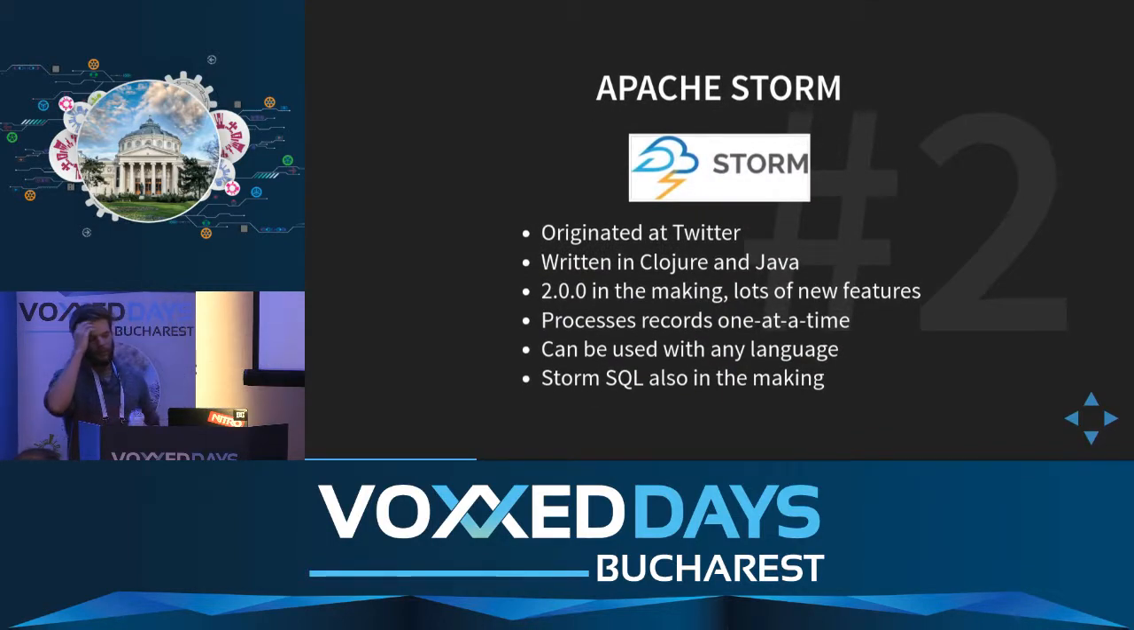What about Storm? Storm is in some ways similar to Flink. It was made at Twitter. It's written in Clojure and Java. And Storm also processes records one at a time. Okay? So also one record comes in, it gets transformed, and it gets pushed away. And Storm, the nice thing is you can use it with any language, so you don't necessarily have to use Java or Scala. And Storm is also doing something like Storm SQL, which they're providing.